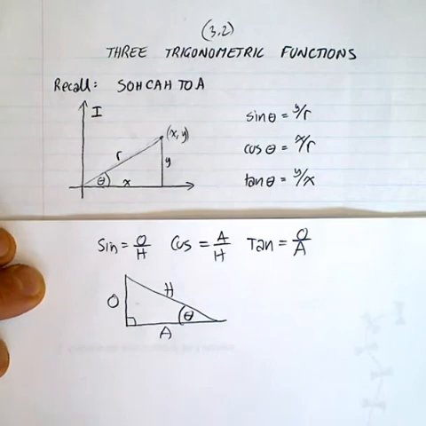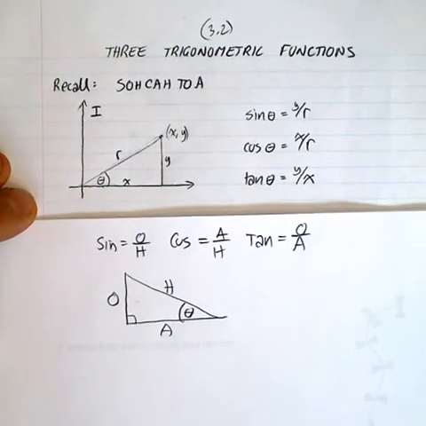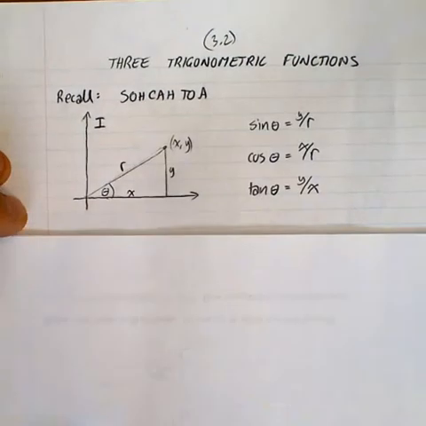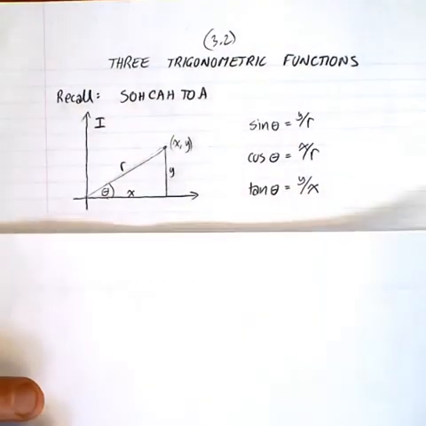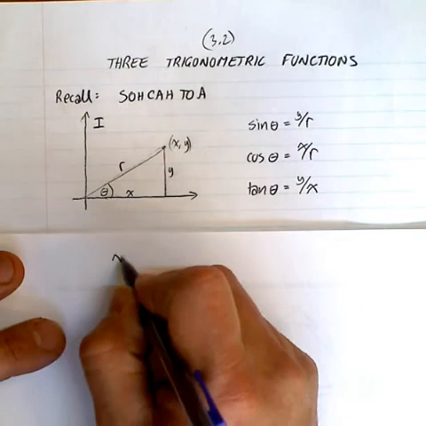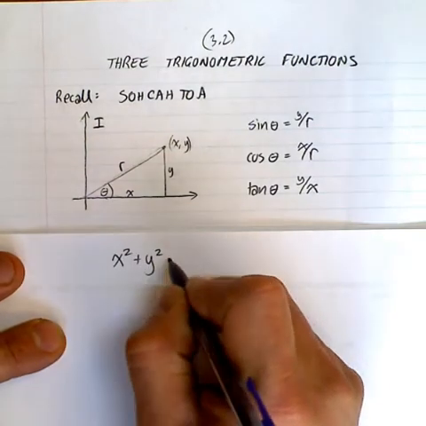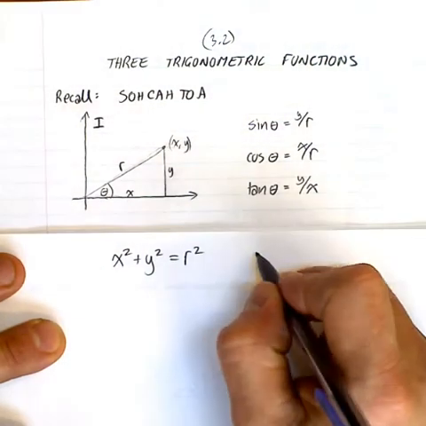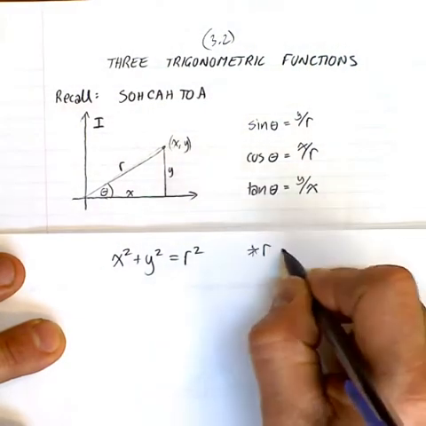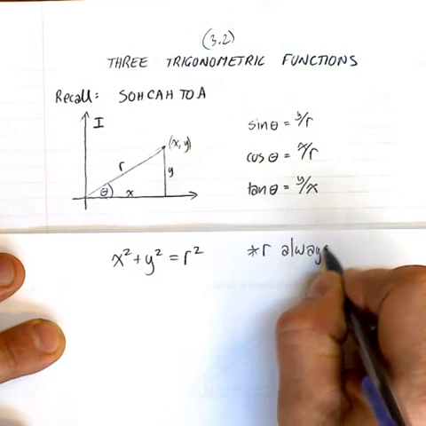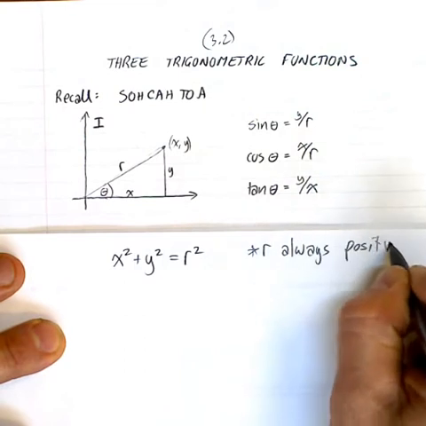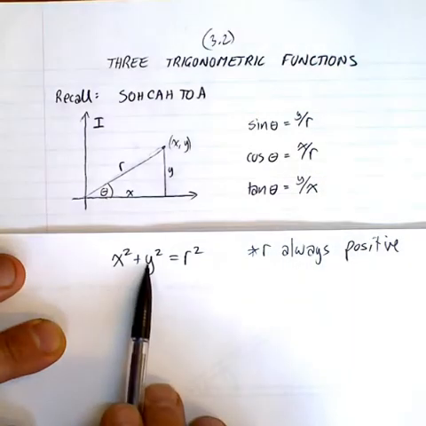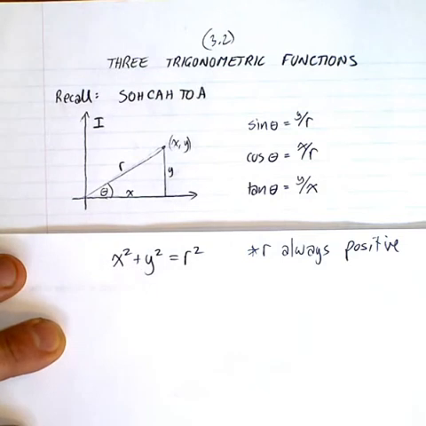Some of you might be wondering where that r came from, okay? That's simply the hypotenuse in this situation, and we can always find that value if you remember using Pythagoras, which would be x squared plus y squared is equal to r squared. And the r value, you got to understand that this r value is always positive, okay? And we can get that from the Pythagorean theorem too, because if you're squaring all the numbers, everything becomes positive, right?